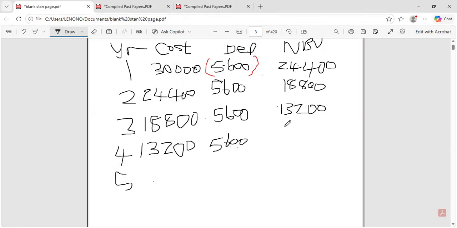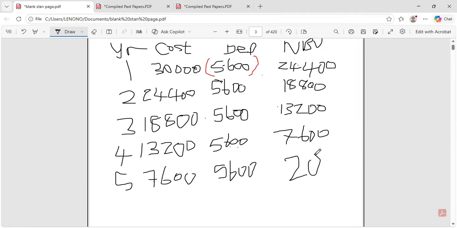You're getting 76. Yes, 76. So 76 now. Okay, minus what? 5,600. So the remaining will be 2,000. So we minus 2,000. Okay, so the 2,000 is the one they said, see what is remaining, which is the residual value from the question.